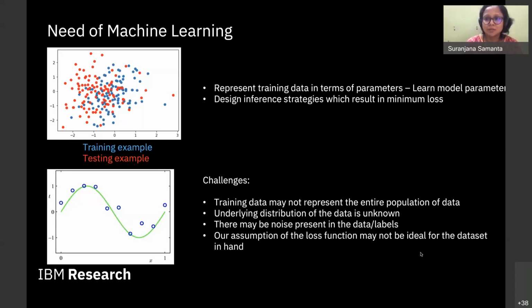So that is the whole crux of machine learning, right? Now there are some issues. It's not that actually simple. There are some practical challenges. So the number one challenge is how do we model the data, right?